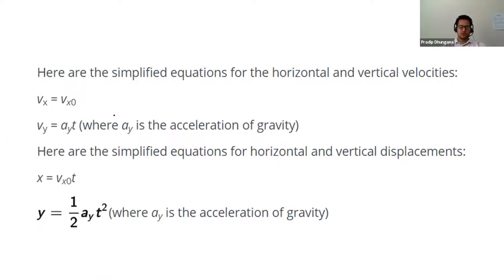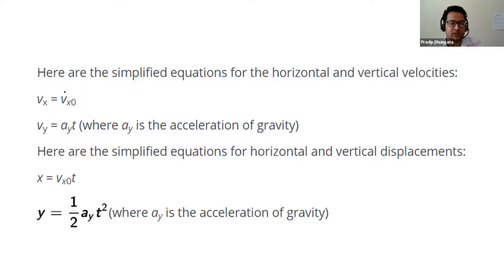Now let's talk about the simplified equations for the horizontal and vertical velocity. You can find this information in your tutorial, or if you have pen and paper, you can write it down. First, we are talking about horizontal and vertical velocity.